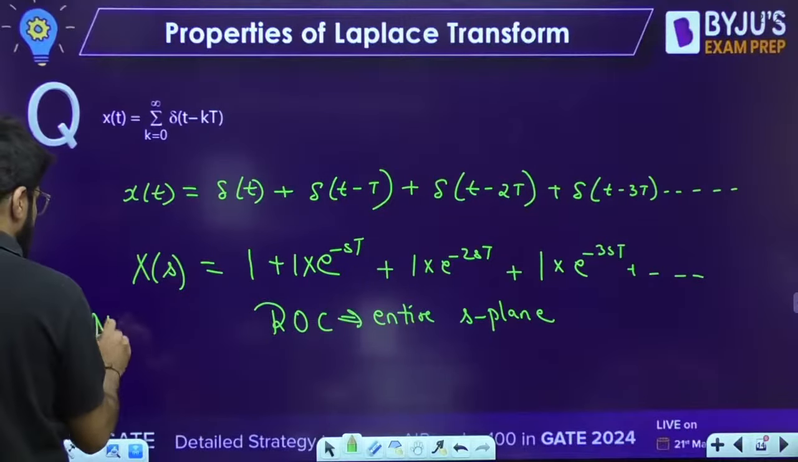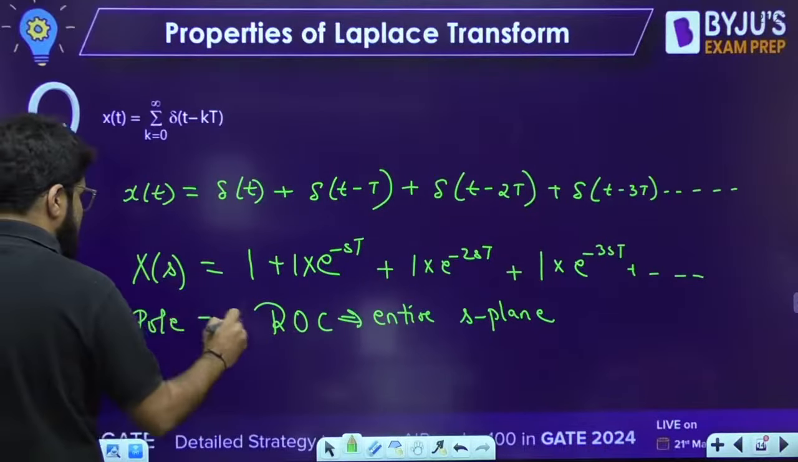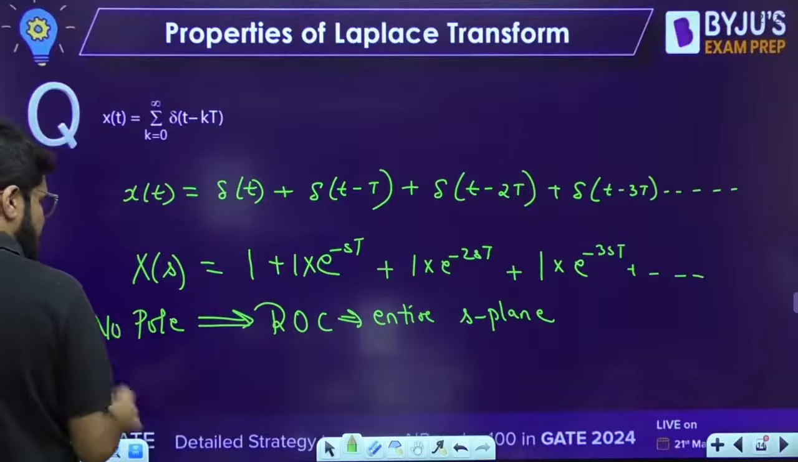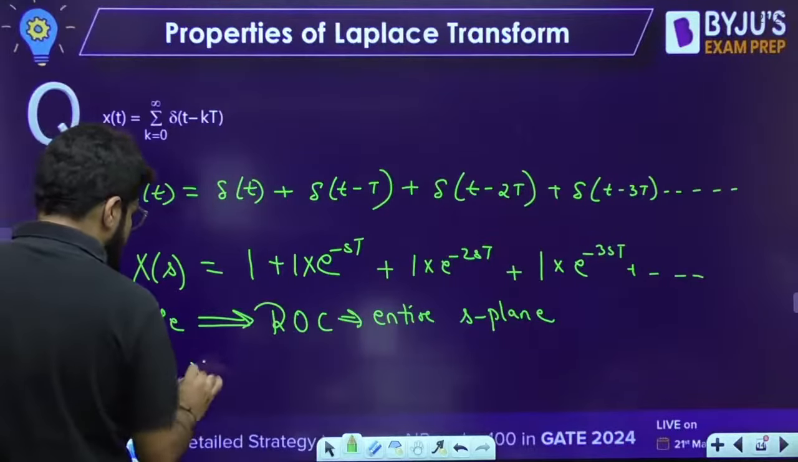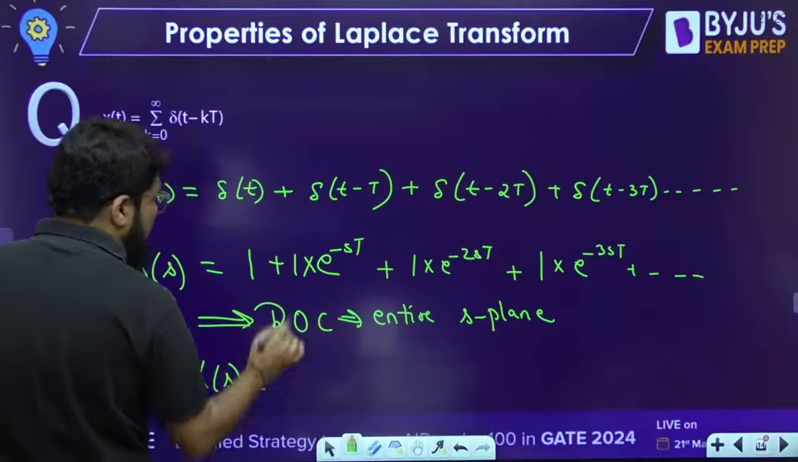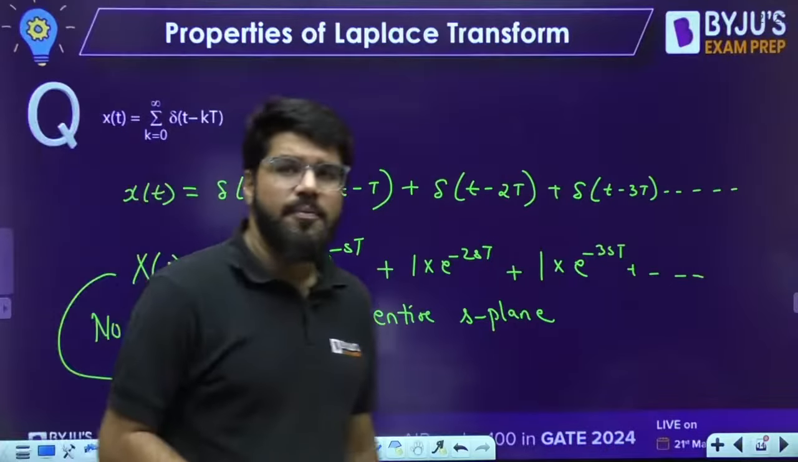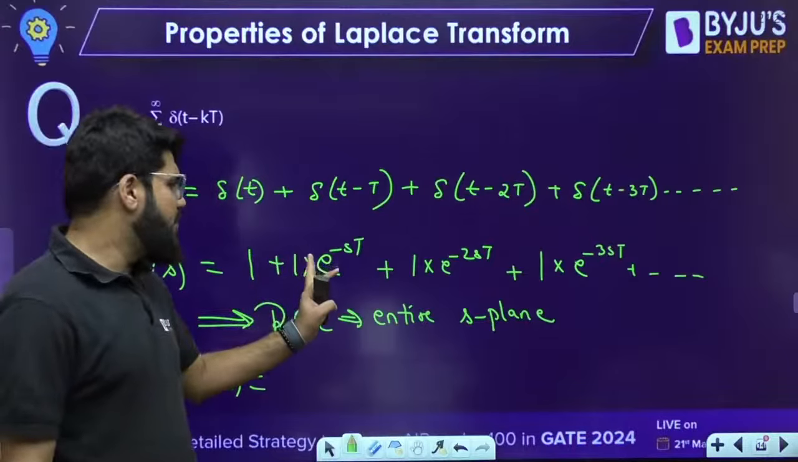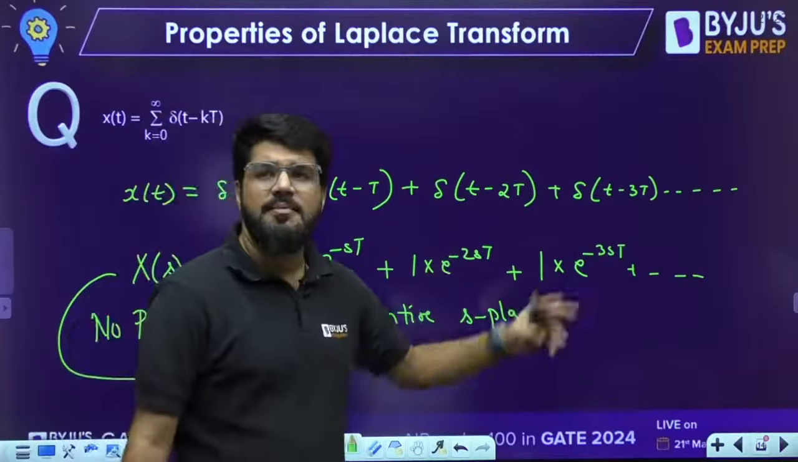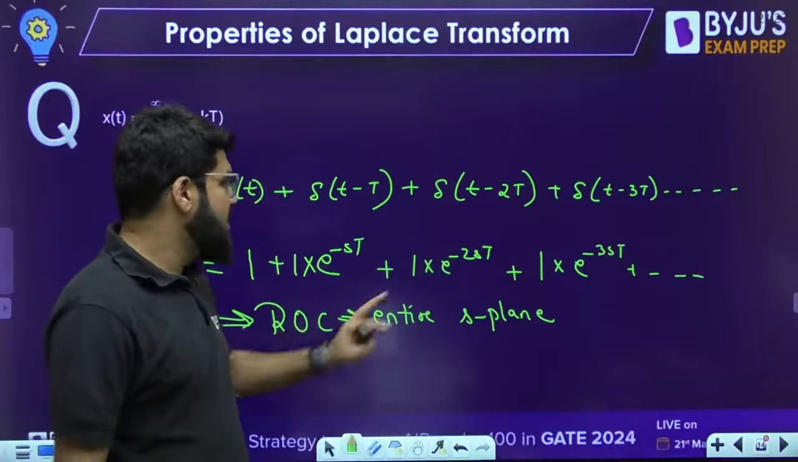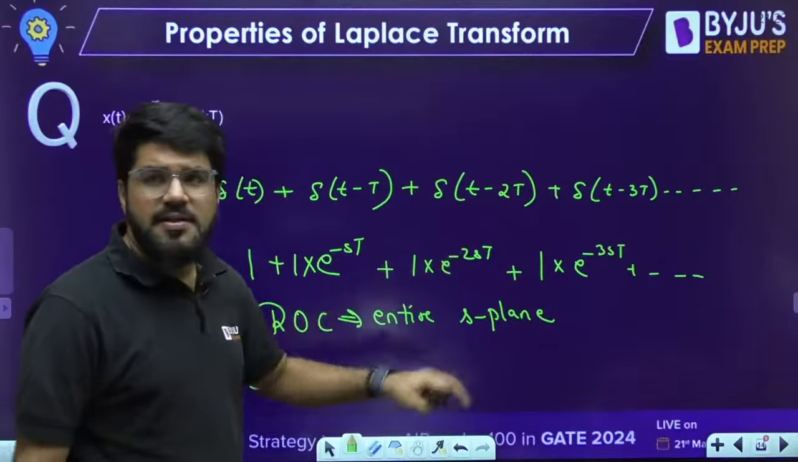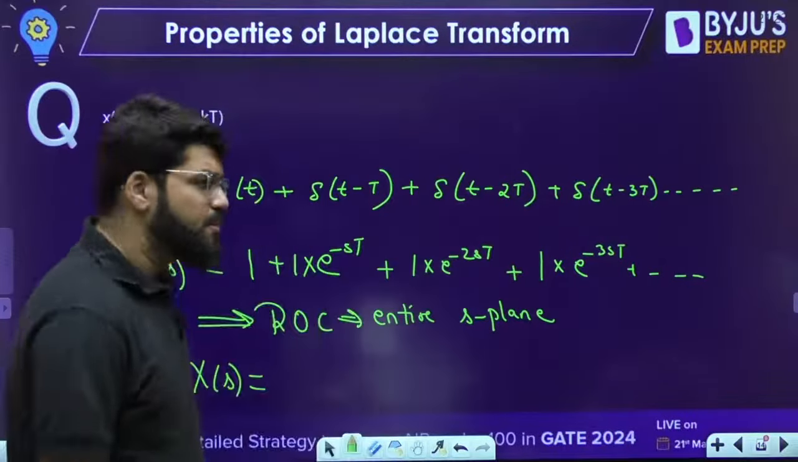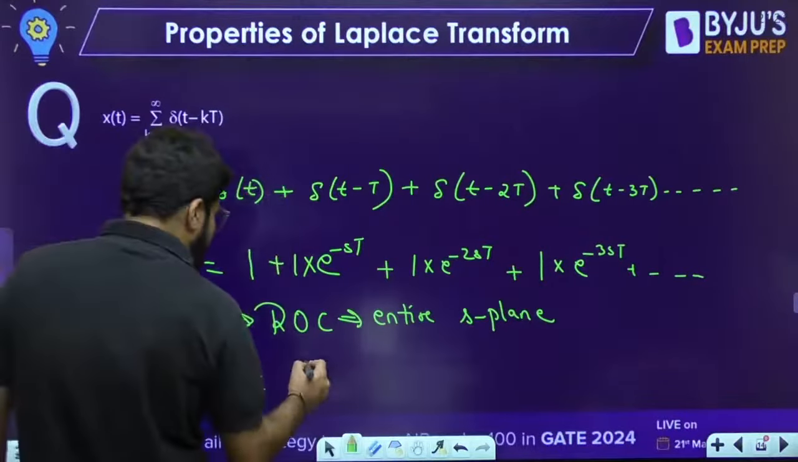There is no pole seen in the function. ROC is the entire S-plane. Now the final answer for X(s). Now we can apply the geometric progression, the GP formula. It is just following a GP. Every time e power minus st is getting multiplied. This is e power minus st, this is e power minus st square, this is e power minus st cube, and so on, up to infinity. The sum of an infinite GP.